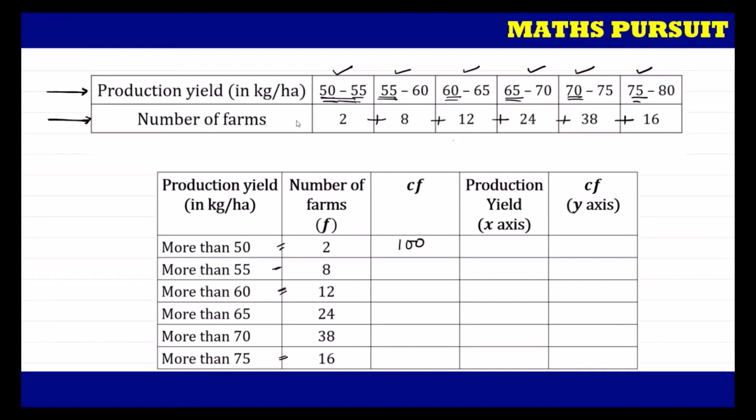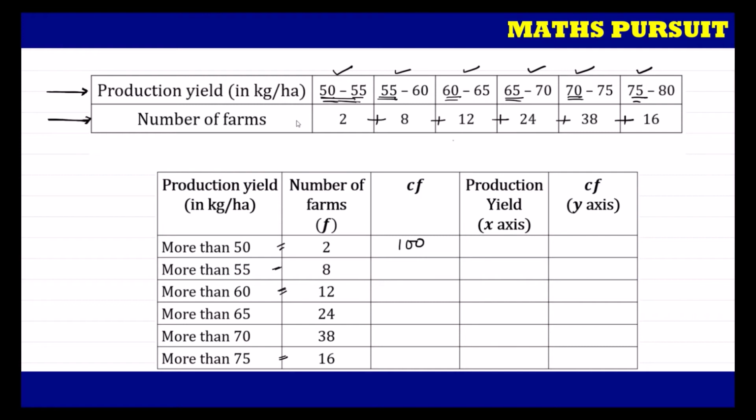Now after finding the first cumulative frequency, let us find the second figure. I believe till here we are very clear. Why did we take 100? Because here the data is more than 50, which includes everything till 80. Everything is being considered, so we added all the frequencies, because all of these are part of more than 50. Now we got 100.